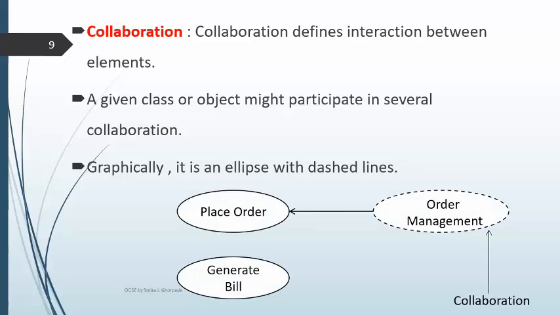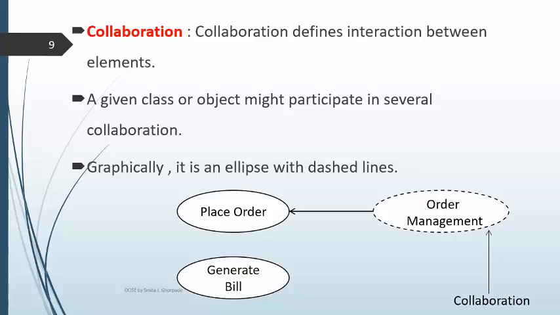Consider an example here. Two processes are present, place order and generate a bill regarding that order. So when a user is placing any order, there is one of the major processes, that is order management. So order management and place order, they are related with each other. So this order management component or object could be said to be a collaboration. So collaboration is nothing but an interaction among the elements.